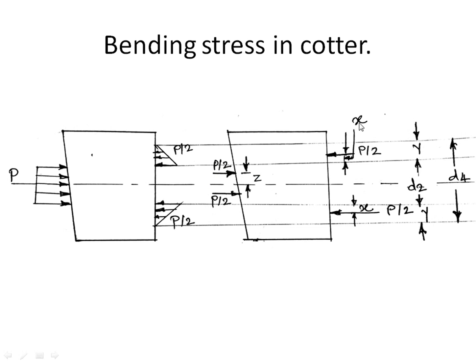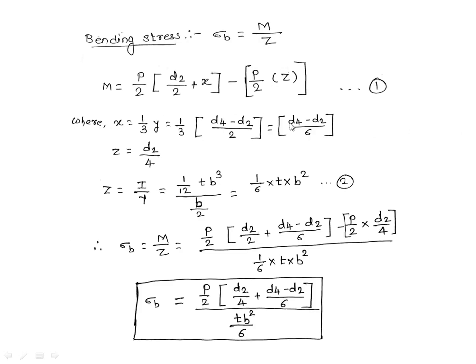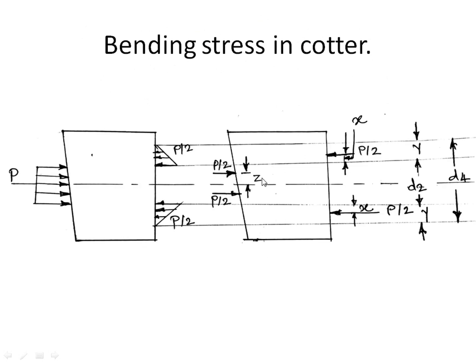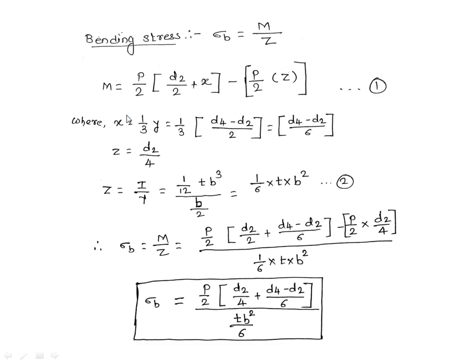The value of x is d4 minus d2 divided by 6, and the value of z is assumed to be taken as 1/4 of d2. Therefore, this is the equation of bending stress acting on the component. As the cross section of cotter is rectangular, the equation of section modulus capital Z will be equal to I by y, that is 1 by 12 into T B cube divided by B by 2. Hence, the equation of Z becomes 1 by 6 into T into B square.